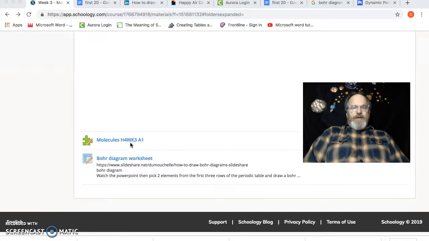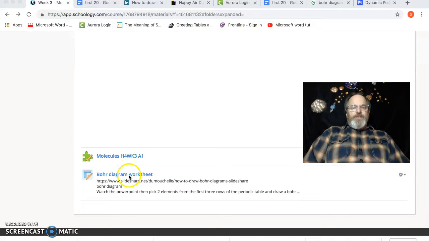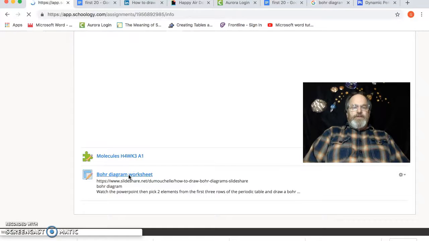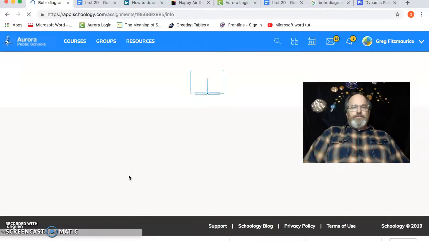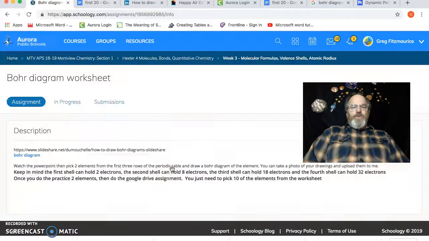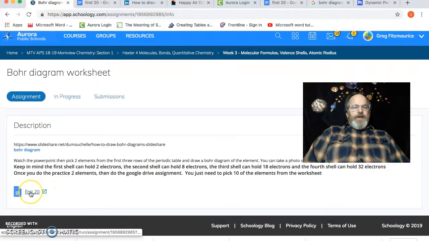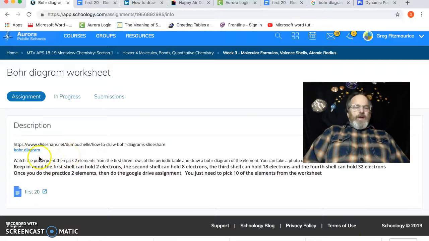Then, the next assignment, just hit the Bohr diagram worksheet. I'm going to open up the assignment right now. And here it is opening. First let's read the instructions. There is a PowerPoint you're going to be watching. And after you watch that, there's a couple of worksheets to do.